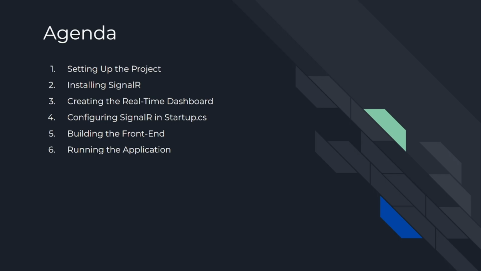So today's agenda is number 1, setting up the project, number 2, installing SignalR, number 3, creating the real-time dashboard, number 4, configuring SignalR in startup.cs, number 5, building the front end, and number 6, running the application.